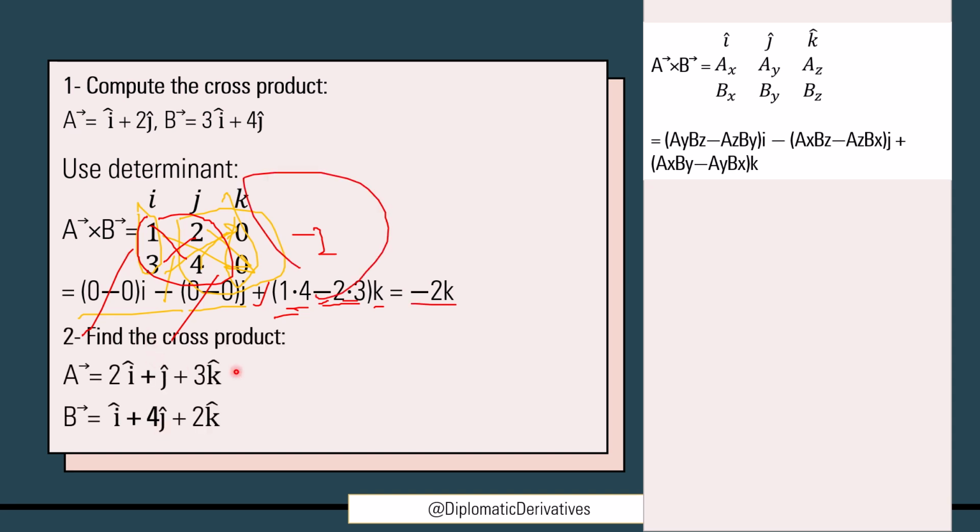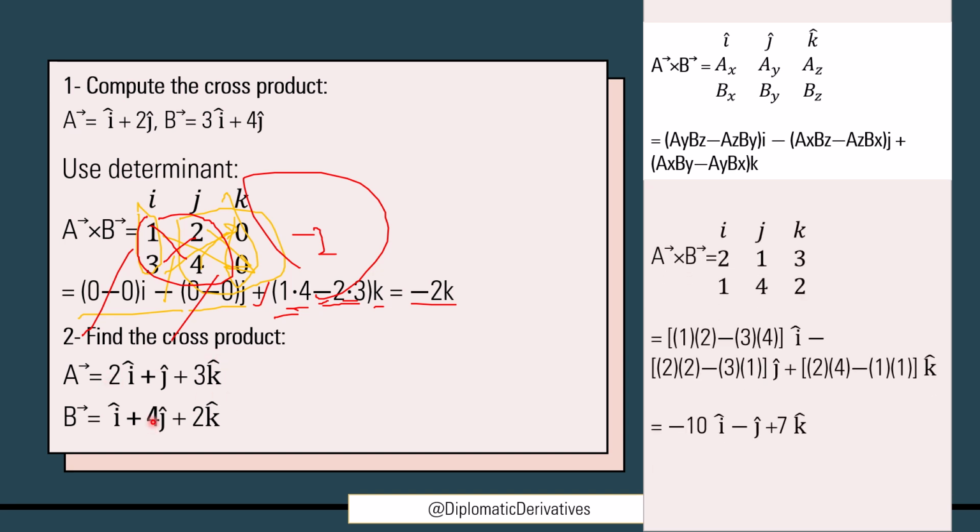Next, question number 2, find the cross product. Again, two vectors are given to you. You have to find the cross product. Similarly, you will make the determinant, and exactly how I explained here, use the formula, and there you go.